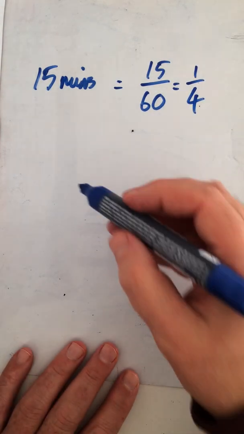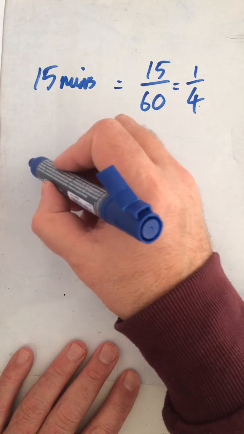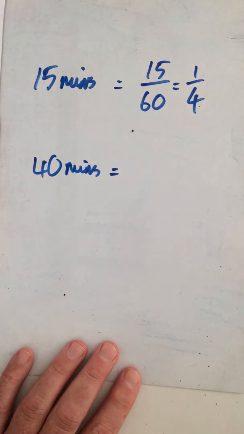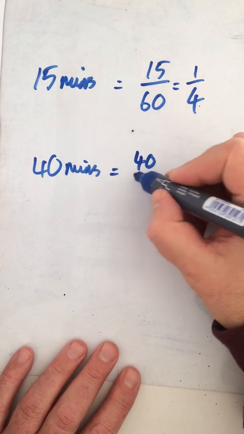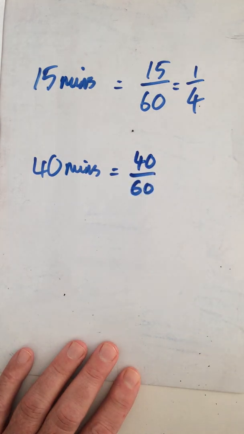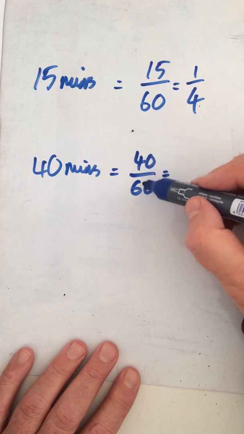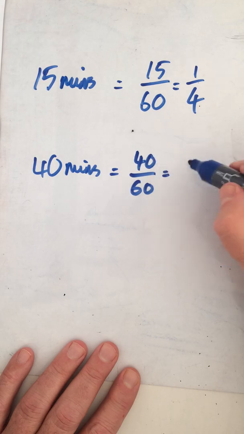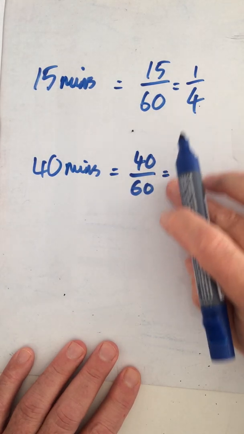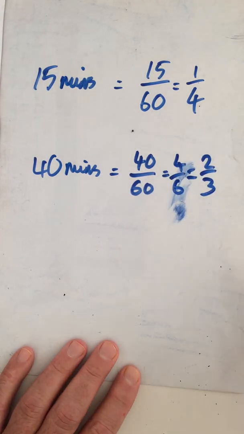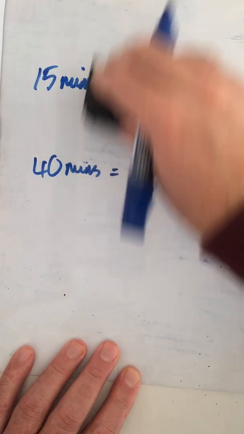Let's have a look at 40 minutes. What would 40 minutes be as a fraction of an hour? So 40 over 60, because there's 60 minutes in an hour, and then we're going to simplify that. 20 is the highest common factor. So it goes into that twice, into that 3. You can simplify it differently as well if you want. You could turn it into 4/6 and then 2/3. But you need to get to your lowest simplified answer.